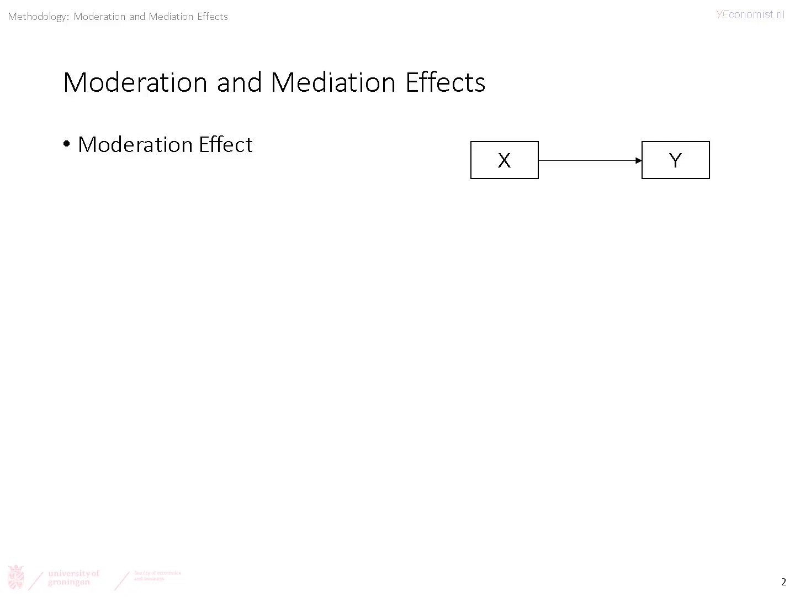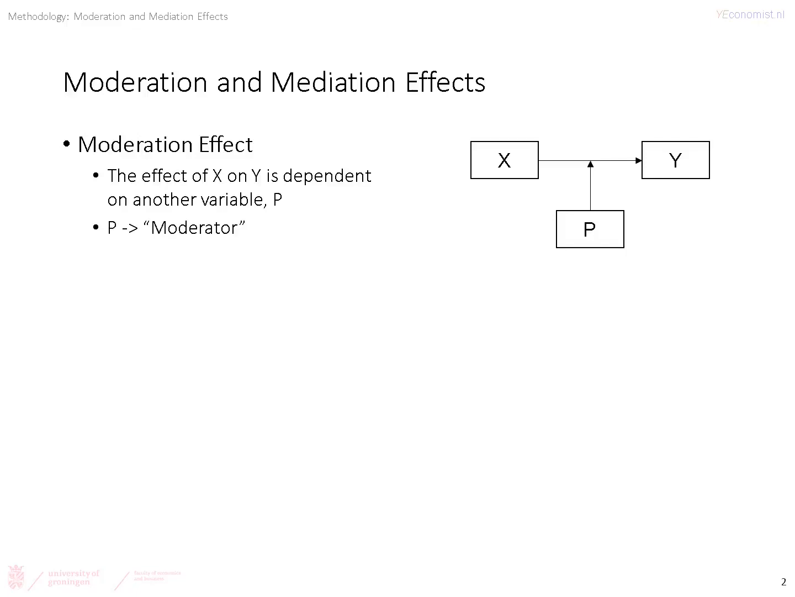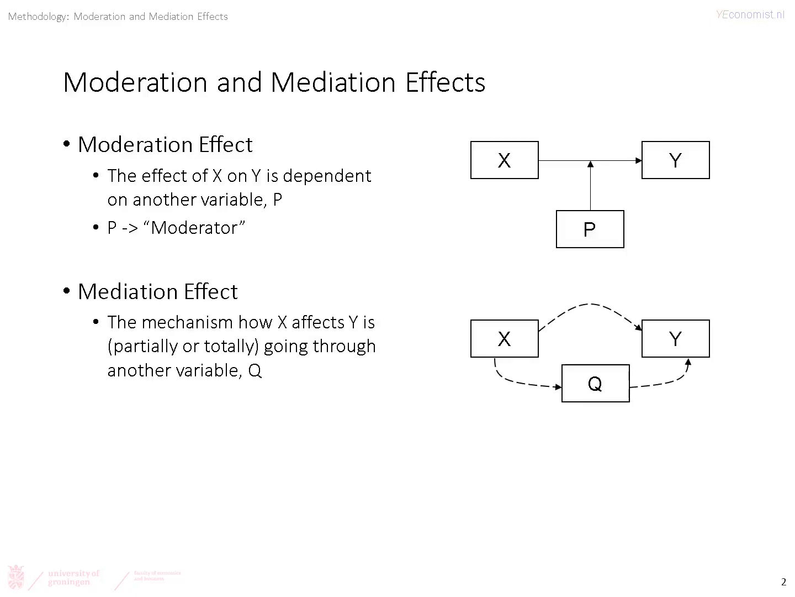A moderation effect describes the scenario in which the effect of X on Y is dependent on another factor, and we will call this factor a moderator. The focus of the mediation effect is somewhat different, and it is more about a mechanism through which the variable X is going to affect variable Y. So if the influence of X on Y is not fully a direct impact, but it is totally or partially channeled through another variable Q, then we will call it a mediation effect. And the Q here is the so-called mediator.